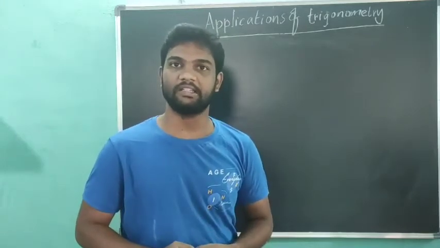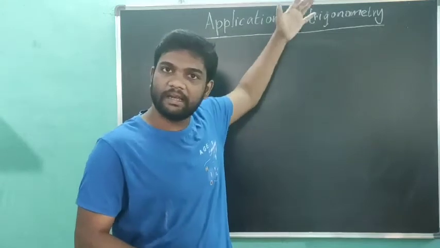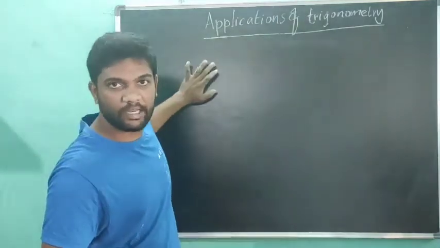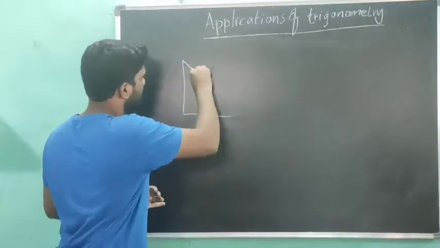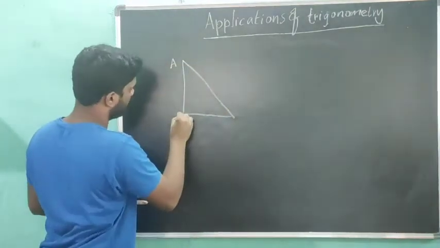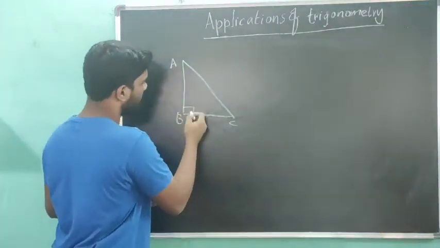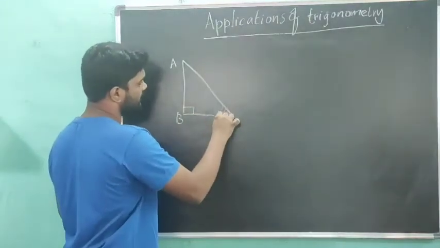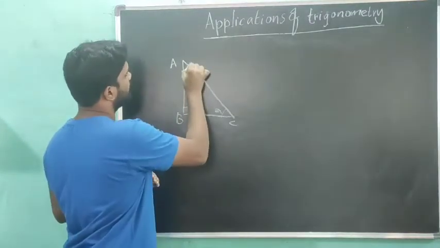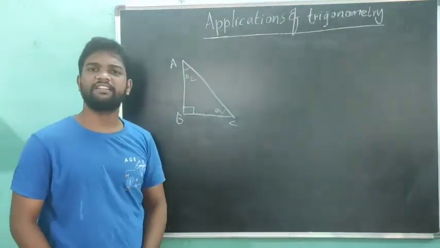Why I am stressing on this right angle triangle is because our applications of trigonometry mainly deal with the right angle triangle only. So let me draw here one right angle triangle. The right angle triangle is named A, B, C. By seeing this diagram, we know that at B it is 90 degrees. For the other angles, let me consider here theta 1, theta 2. These theta 1 and theta 2 are always acute angles.